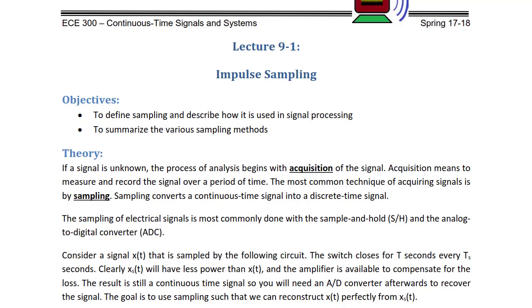Theory: if a signal is unknown, the process of analysis begins with acquisition of the signal. Acquisition means to measure and record the signal over a period of time. The most common technique of acquiring signals is by sampling. Sampling converts a continuous time signal into a discrete time signal. The sampling of electrical signals is most commonly done with the sample and hold and the analog to digital converter.